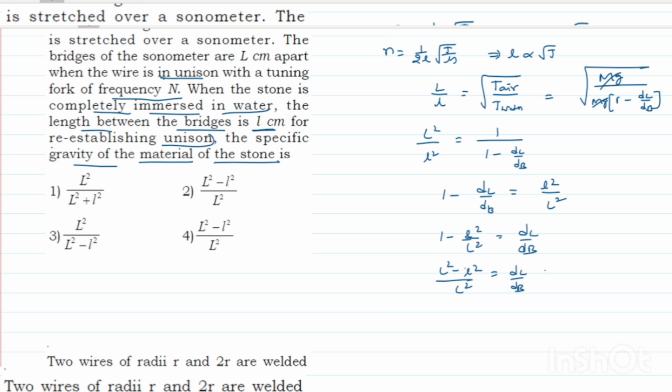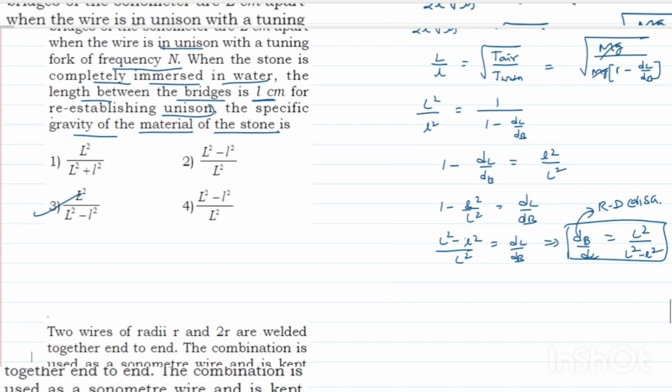That's what they are asking, the specific gravity of the material of the stone. Specific gravity is density of the body by density of the liquid, which we get as capital L square by capital L square minus small l square. This is what we call the relative density or specific gravity. So it's capital L square by L square minus small l square.